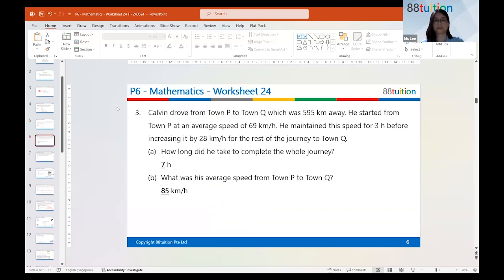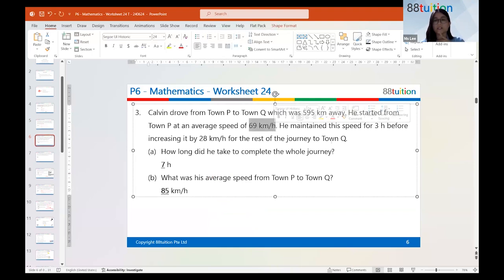Next. Kelvin drove from town P to town Q, which was 595 kilometers away. He started from P at an average speed of 69 kilometers per hour. He maintained his speed for 3 hours before increasing it for the rest. How long did it take to complete everything?